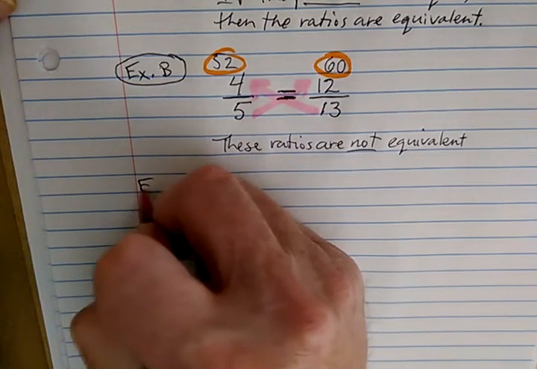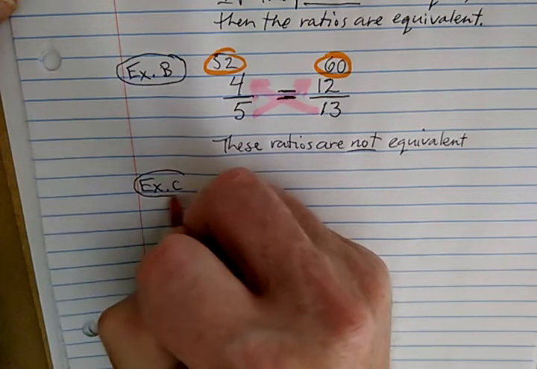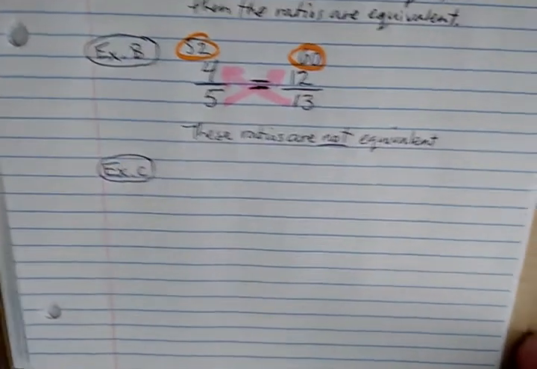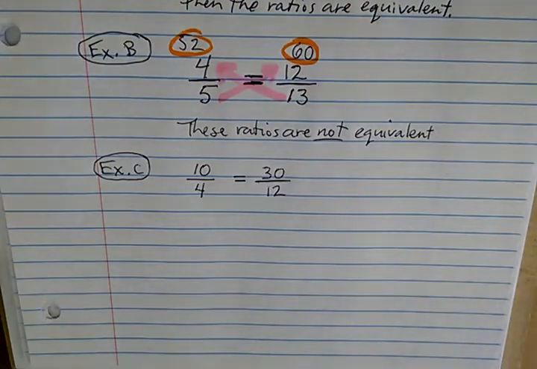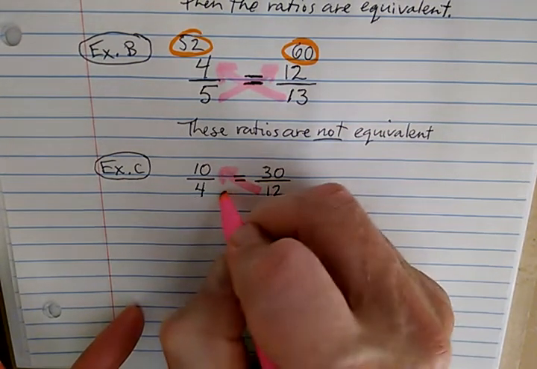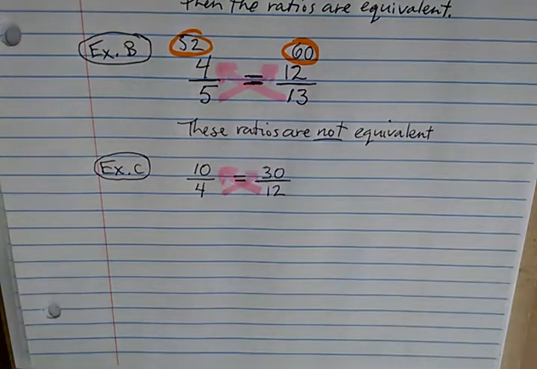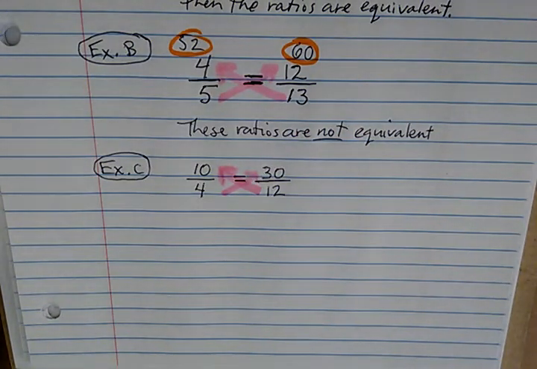What I want you to do now is try this one on your own, and when you're done with this problem, start the video again to see if you got the correct answer. So go ahead and use a calculator to do the cross multiplication on this problem, and then see if they come out to be equal or not. And when you finish and you get your answer, turn the video back on. So go ahead and pause your video.